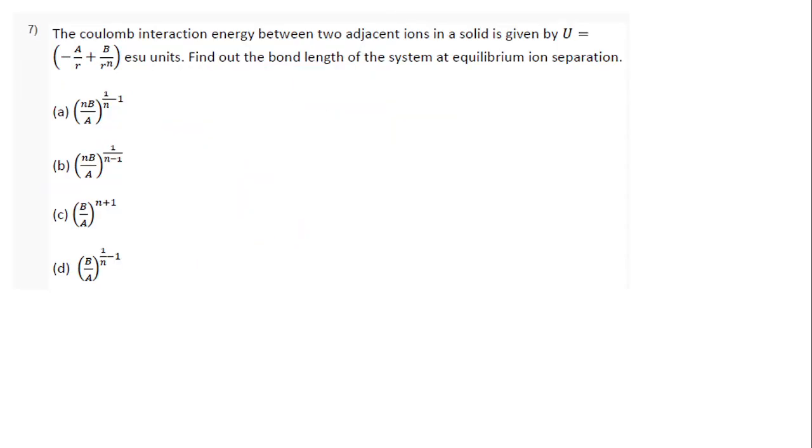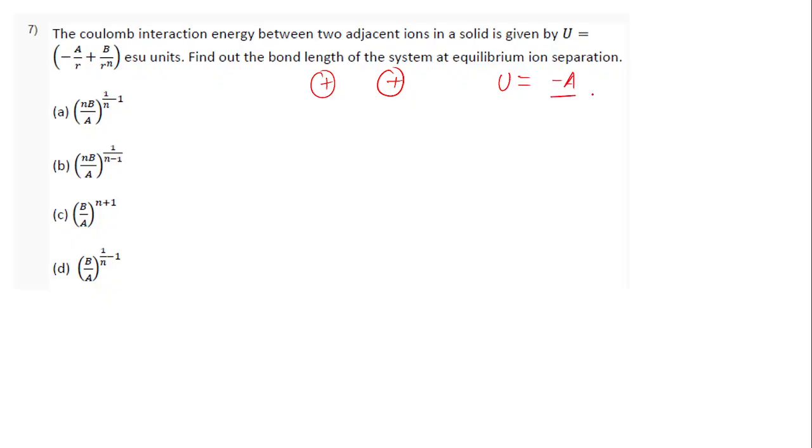Now moving on to some mathematical problems. The first question is on Coulomb interaction, the interaction between the atoms, the forces, known as Coulomb forces. This question is: the Coulomb interaction energy between two adjacent ions in a solid. We can use U, E or any alphabet you want, just the meaning should be clear. Here the expression for energy is denoted by capital U, so we will stick to this.